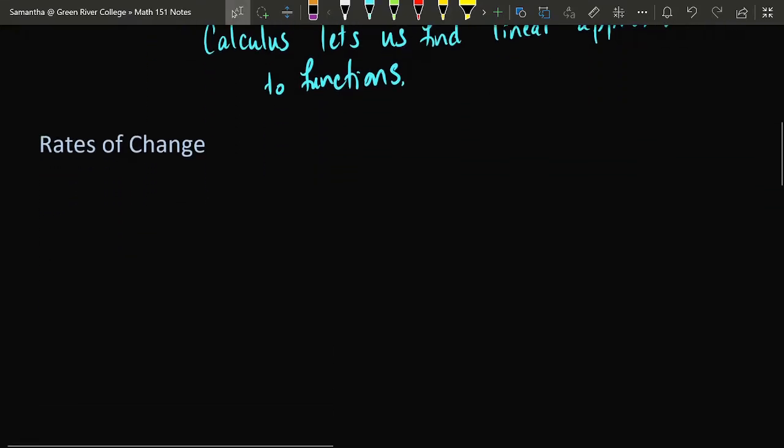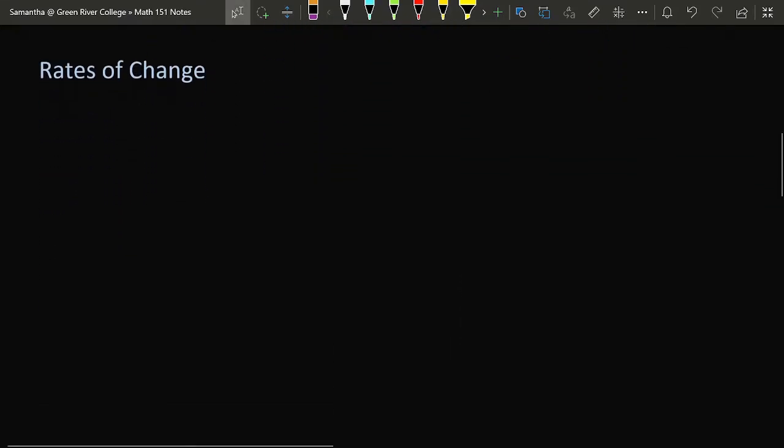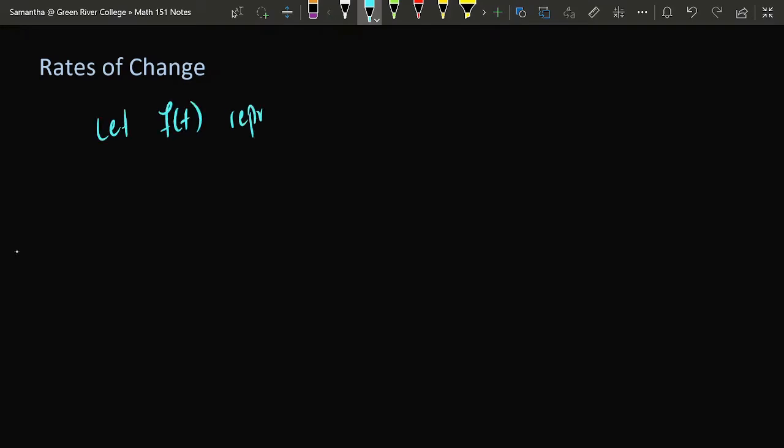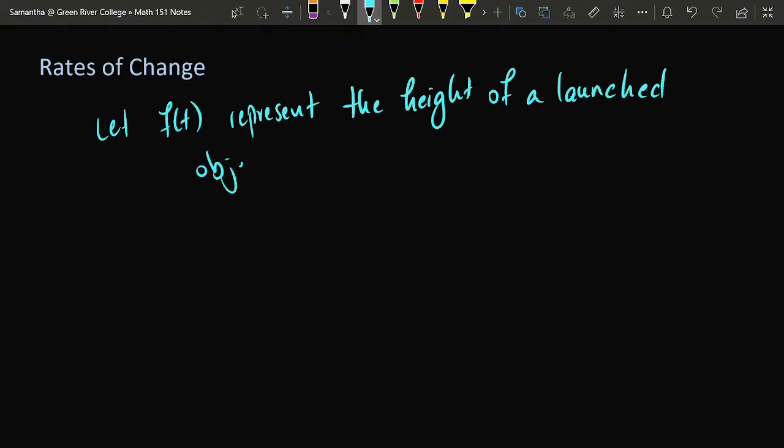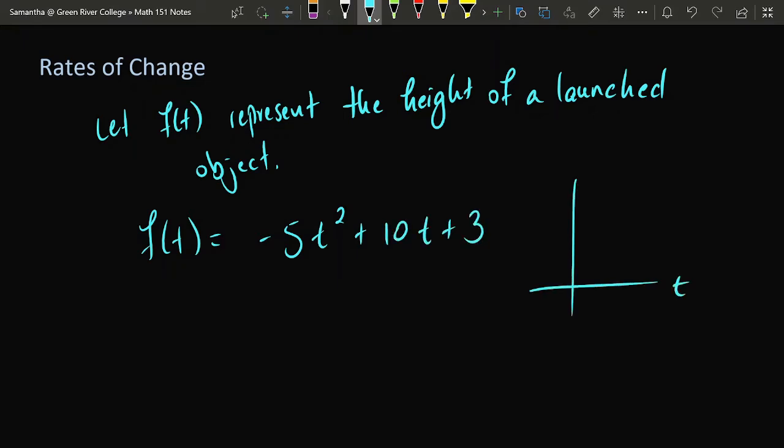One of the other main applications of calculus is that it allows you to tell how fast a function is changing. Suppose, for example, that I had a function which represented the height of an object over time. For example, maybe f of t had the equation negative 5t squared plus 10t plus 3. This would be pretty reasonable as an expression of the height of a launched object, launched from a height of 3, increasing for some time and then falling back down to the ground.